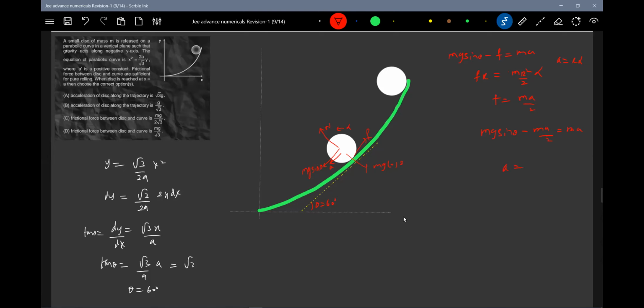So a is equal to 2g sin theta by 3. Sin 60 is root 3 by 2, so a is g by root 3. If the frictional force is asked, directly substitute that F equal to ma by 2.